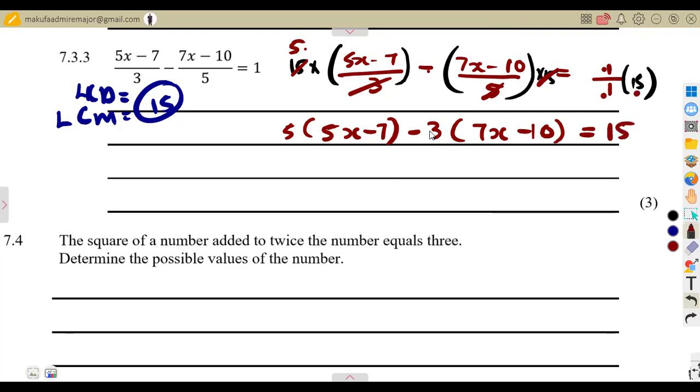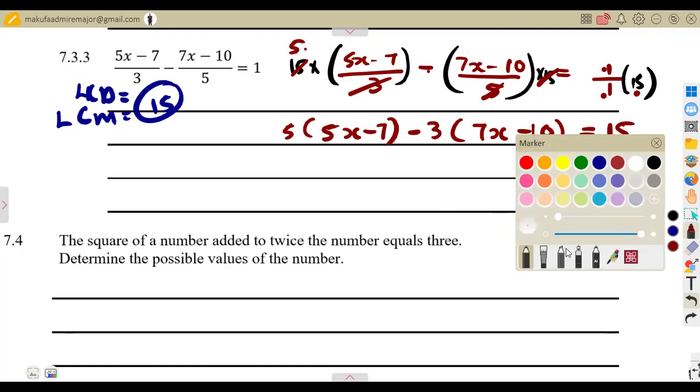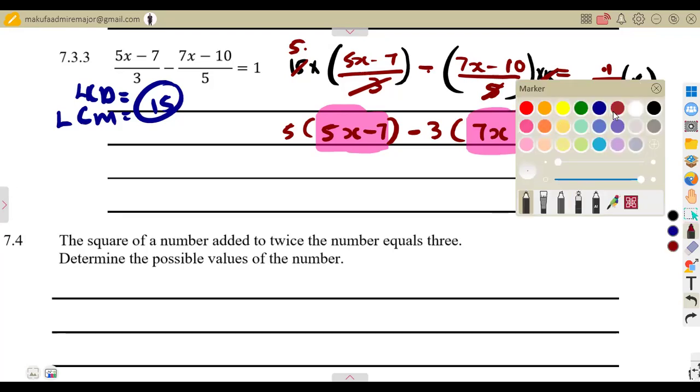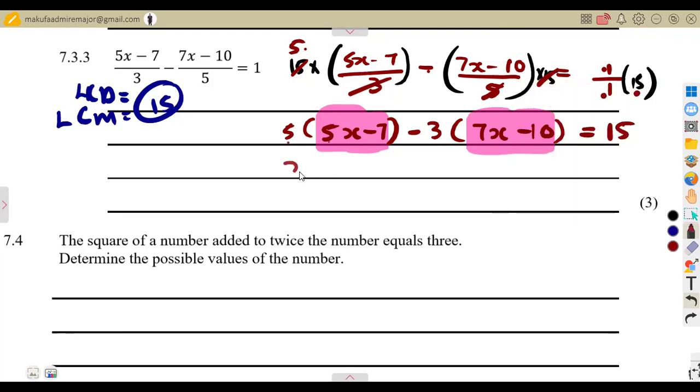So like I said, our aim was to remove the fractions. But as you are removing the fraction, there are brackets. Distribute each and every bracket by the term that is outside of the bracket. The first bracket is affected by 5. Second bracket is affected by minus 3. So let's affect the first bracket by 5. That is 5 times 5, 25x. 5 times negative 7, that is negative 35. Negative 3 times 7, that is going to be a negative 21x. Negative 3 times a negative 10, a positive 30, which is equal to 15.